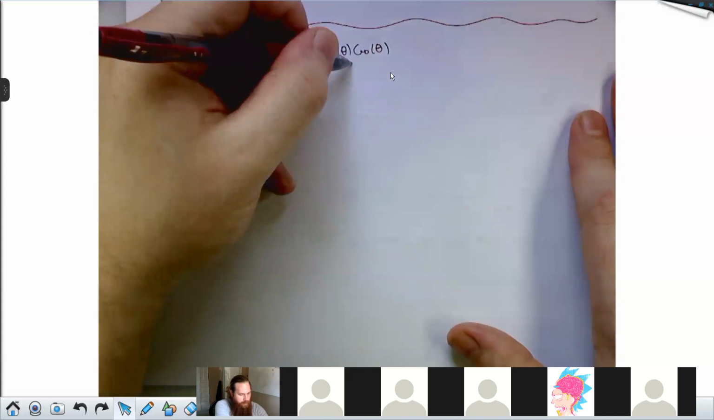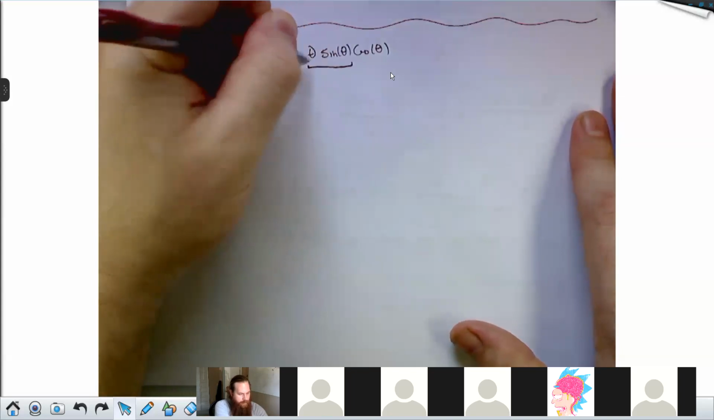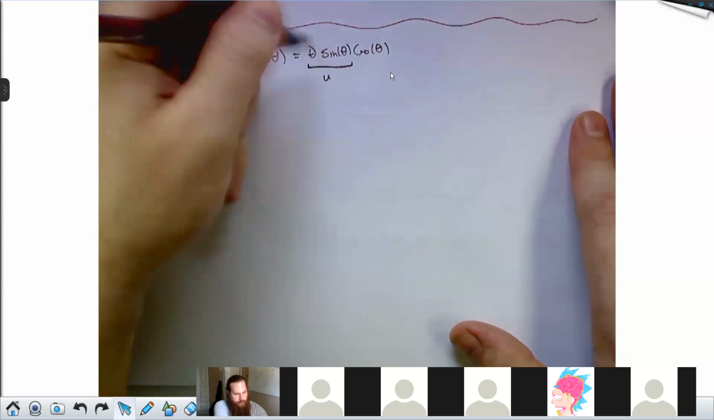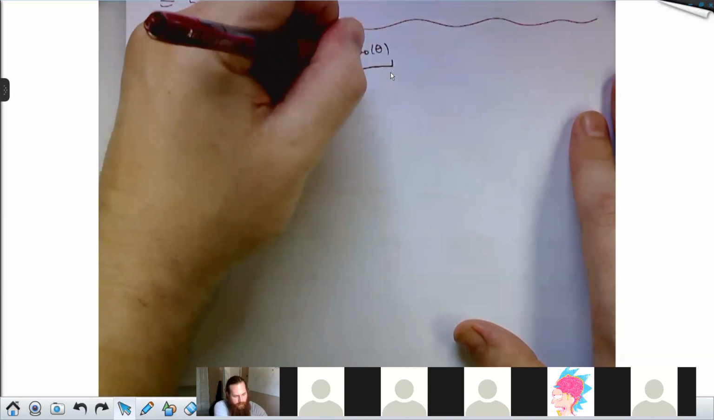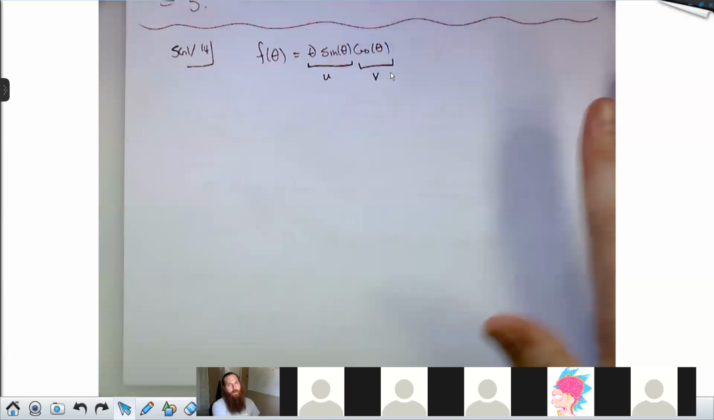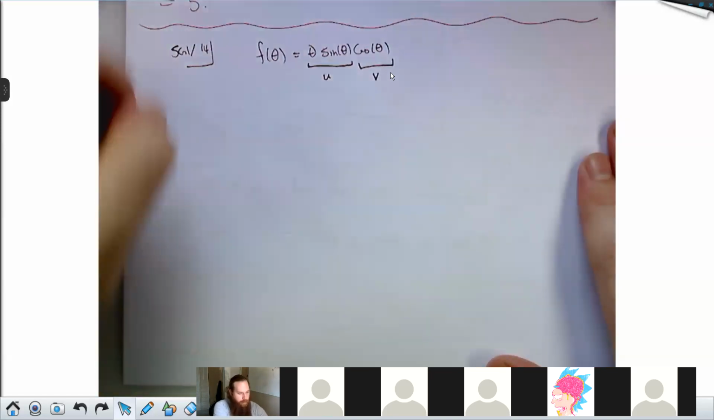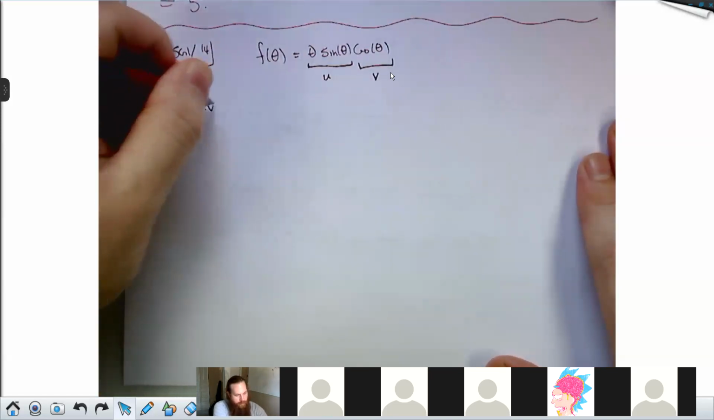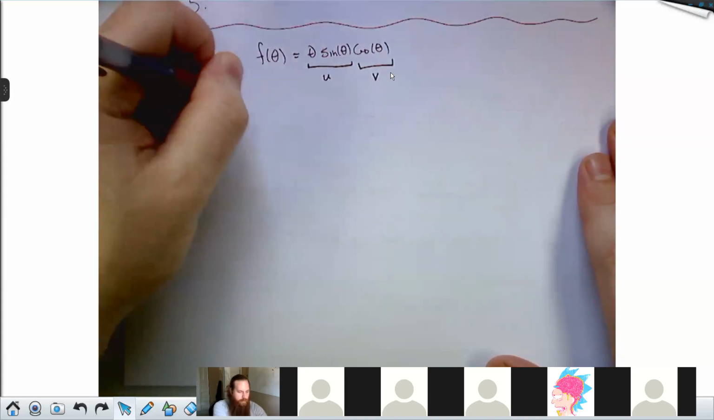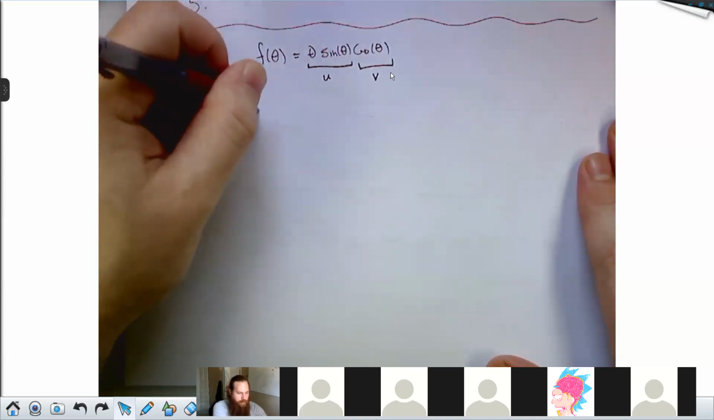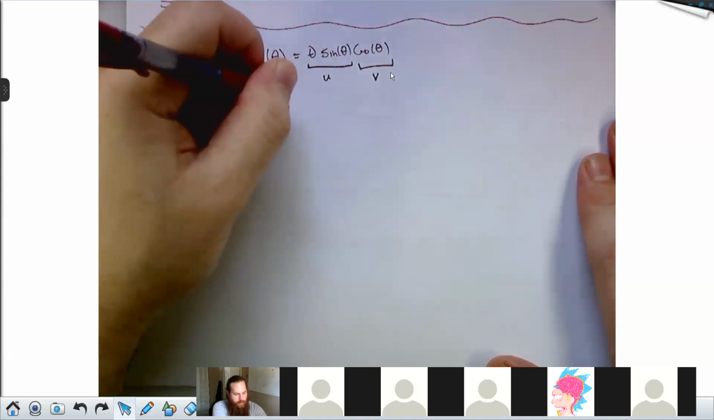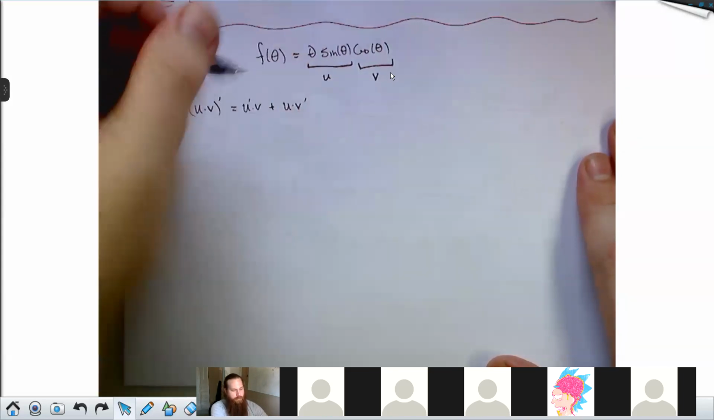So what I would do is split this up into two pieces. The first piece I'll call U, and the second piece I'll call V. You could split it up however you wanted, but this is how I'm going to do it. So U is theta sine theta, and V is cos theta. And remember that U times V primed is U prime times V plus U times V primed.